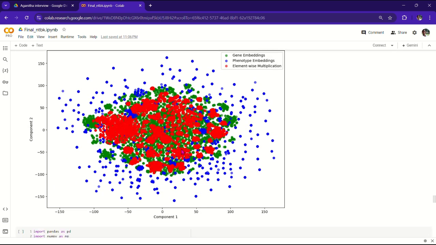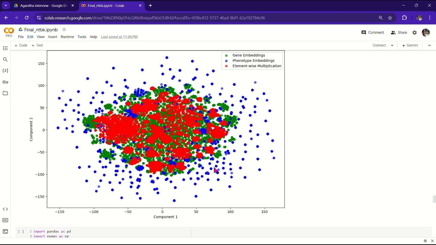Then if we plot t-SNE, we see that t-SNE is capturing the whole high-dimensional data very well. Again we see that phenotype embeddings are spread across the plot. So taking phenotype embeddings will not be helpful for us. Here we can conclude that only taking phenotype embeddings cannot help in training our large language model to predict which gene is causal for which phenotype and how it is affecting a phenotype.